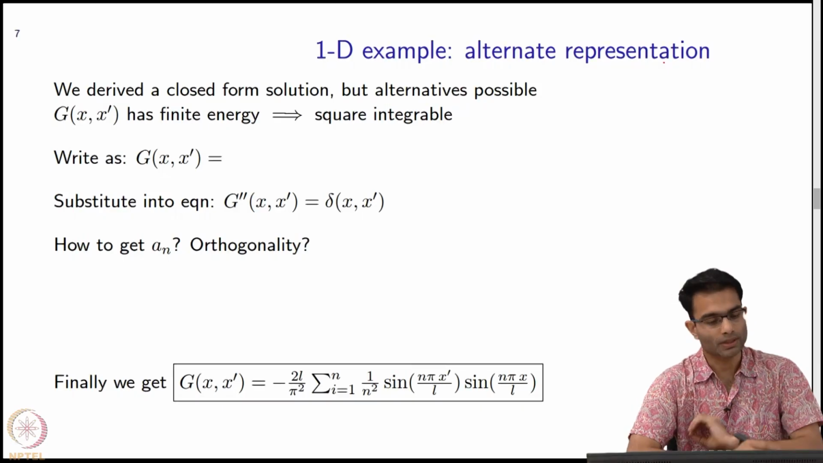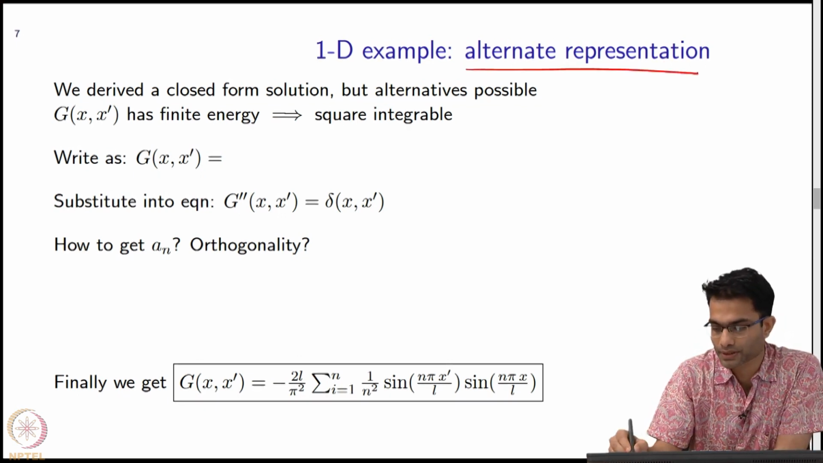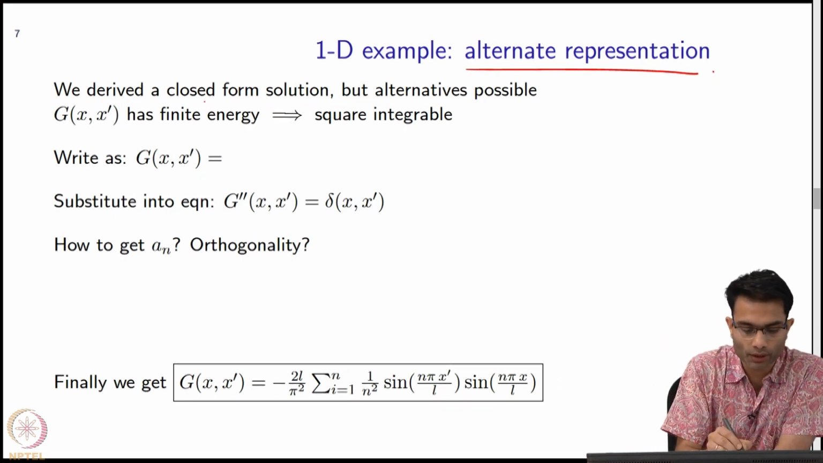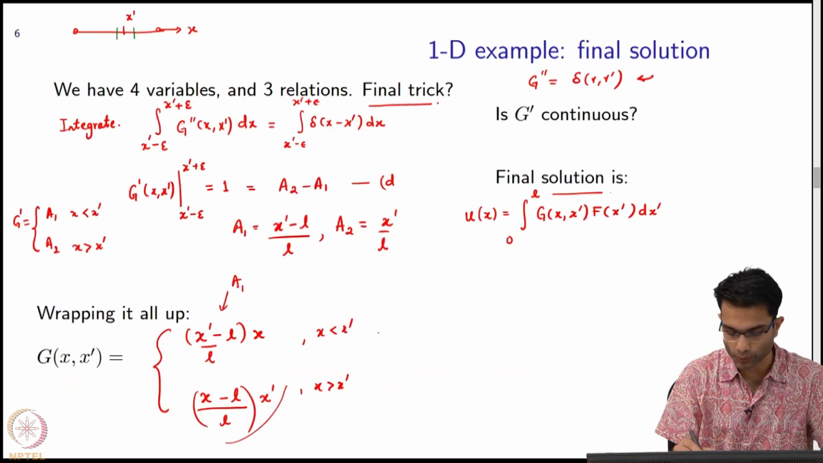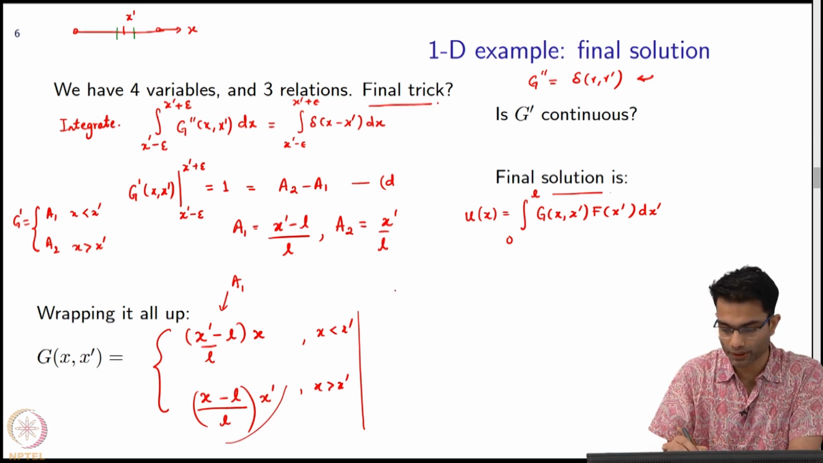So, it turns out this is an interesting thing about impulse responses, that there are alternate representations also possible. Okay. So, we derived a closed form solution, and moreover I just want to show you one thing. If I want to plot this function over here, what will it look like? So, let us just plot it over here.